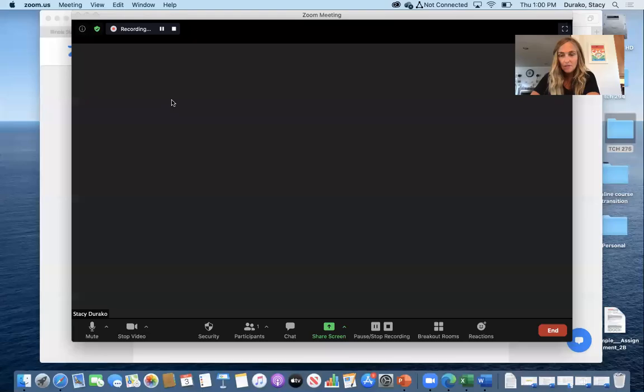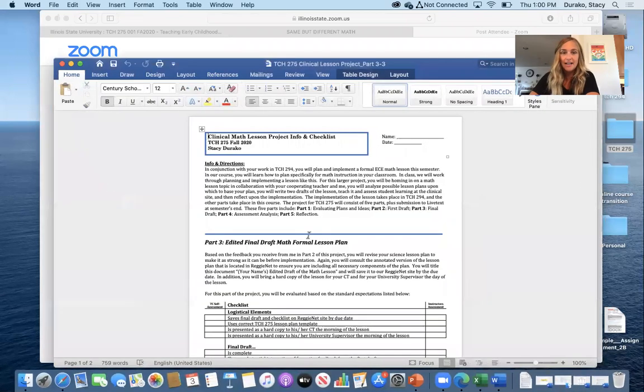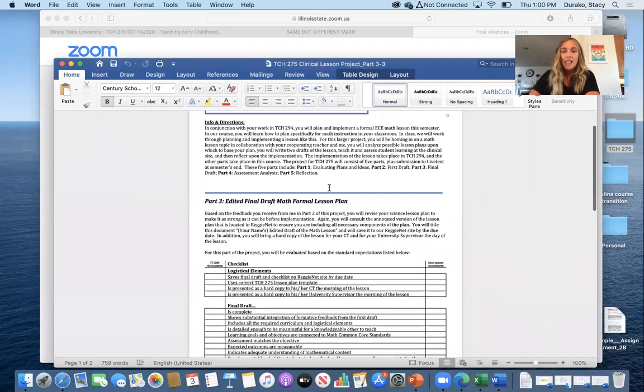Now, the next part I wanted to show you is the checklist that goes with part 3. So this is when your final draft's done. You've made the revisions. Now you're ready to turn in your final copy to me. And that's when you will do a checklist here. And the checklist, again, reminds me of your science. So this will be a little bit different this semester because you are not doing the lesson. So these two are NA, because you are not having it observed.